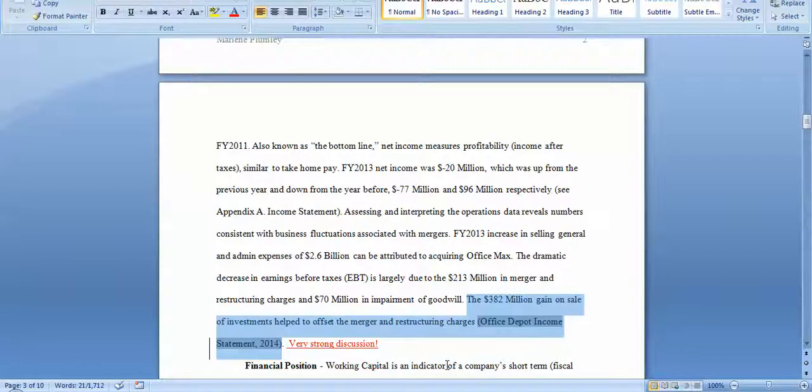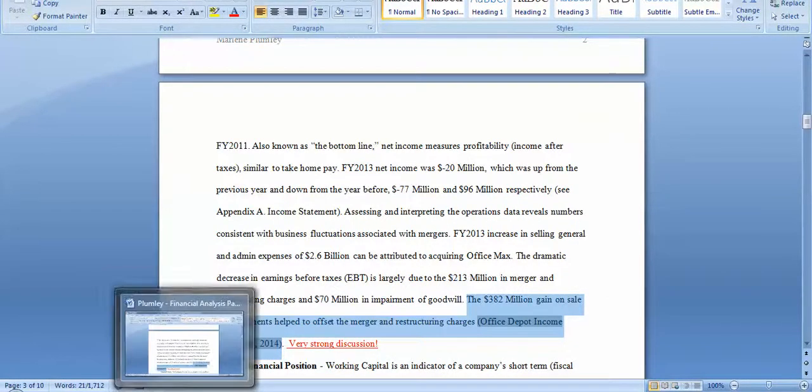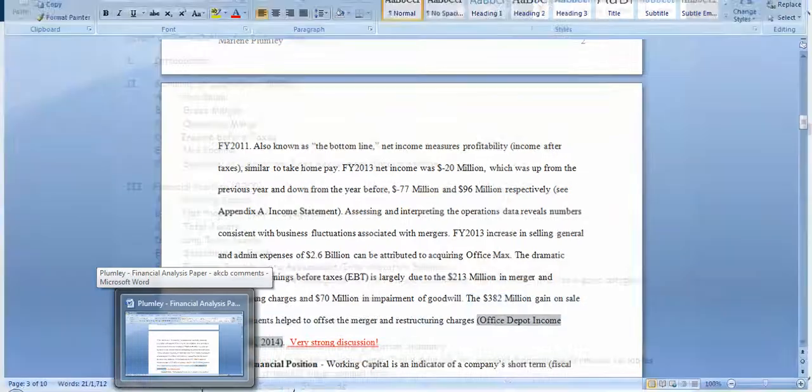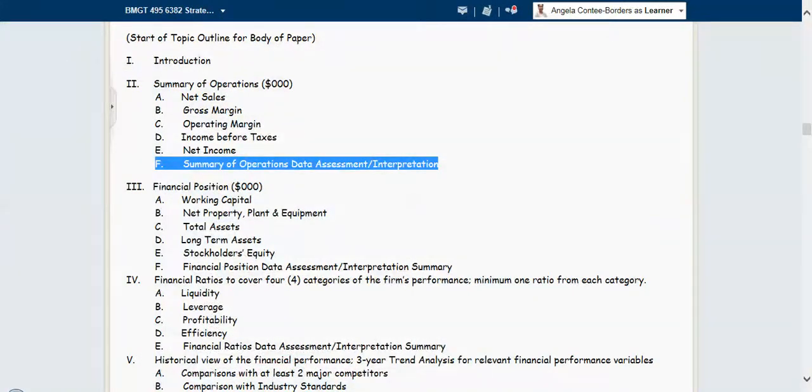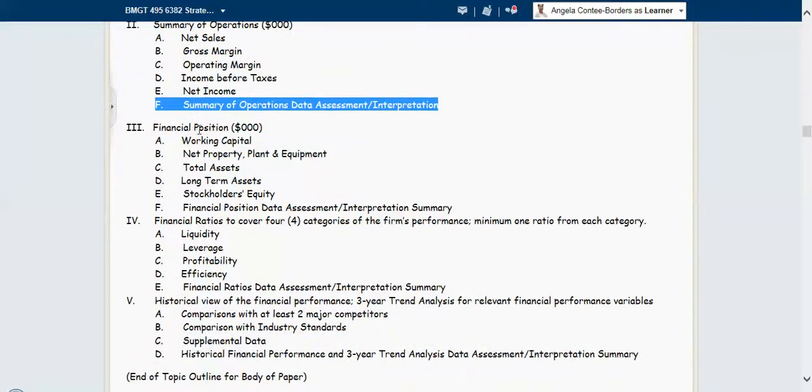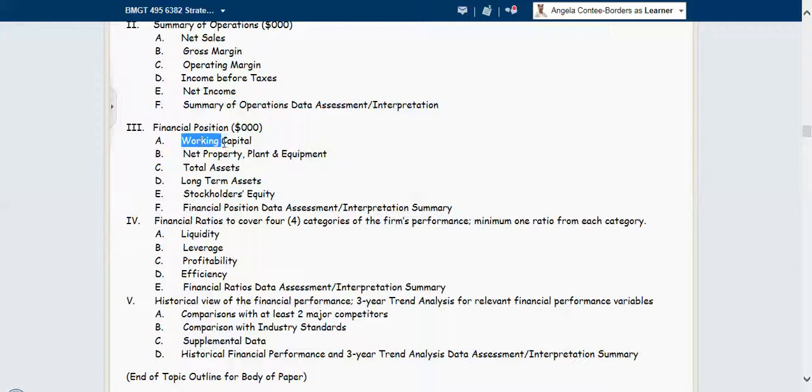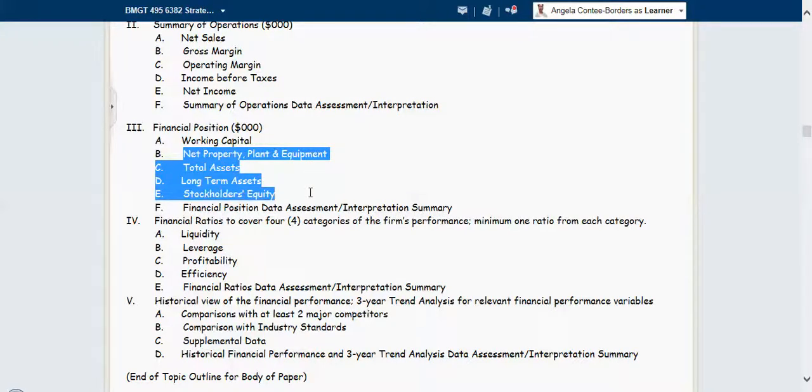Now, the reason why I flipped over to that is because I wanted you to see what you are supposed to be doing with this. It's not just about presenting the numbers, but what do the numbers mean? So if you go into the second section, financial position, you will identify what are their working capital numbers for the last 3 years. What's their net property, plant, and equipment, total assets, long-term assets, stockholders' equity. And once you have this information, this gives a good idea of their financial position.